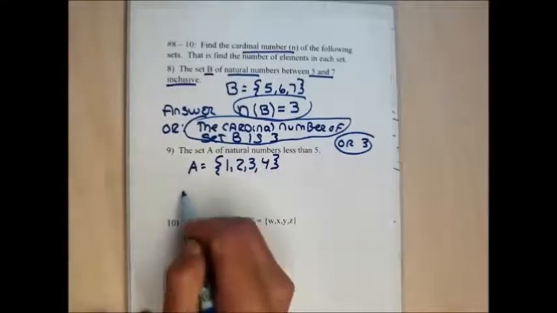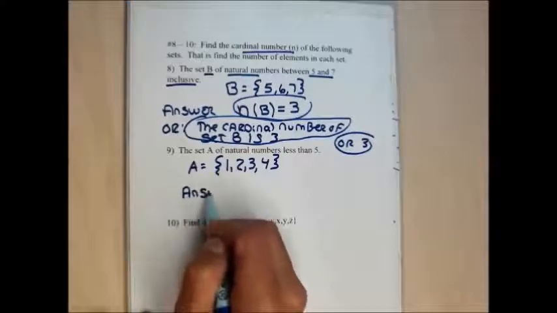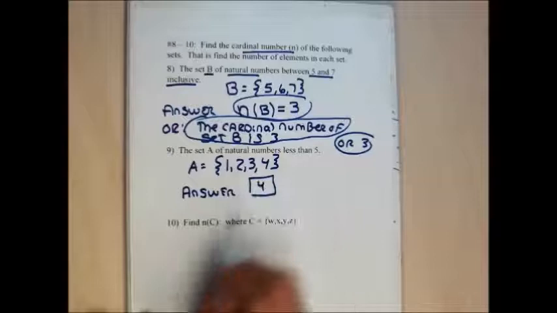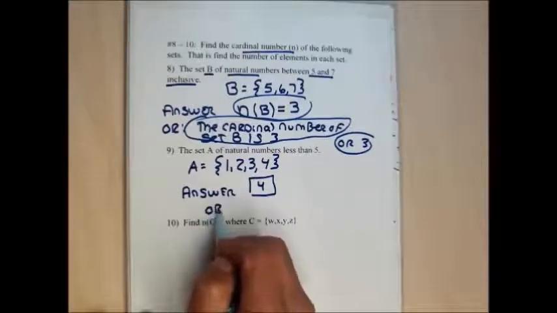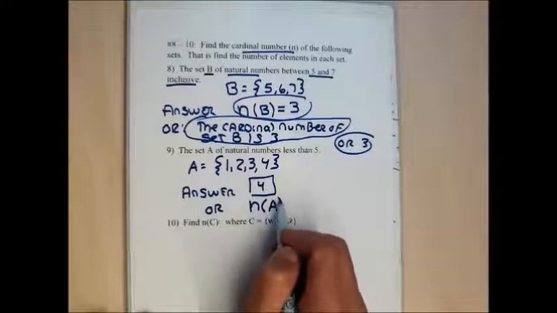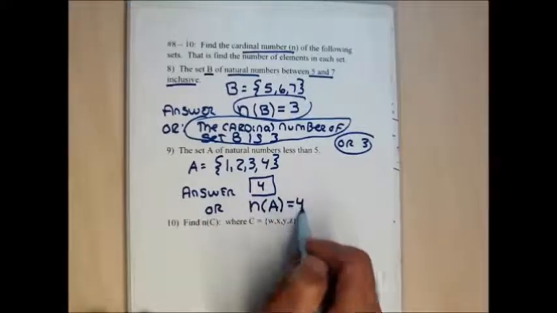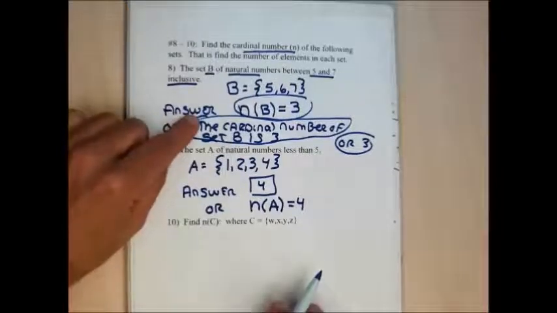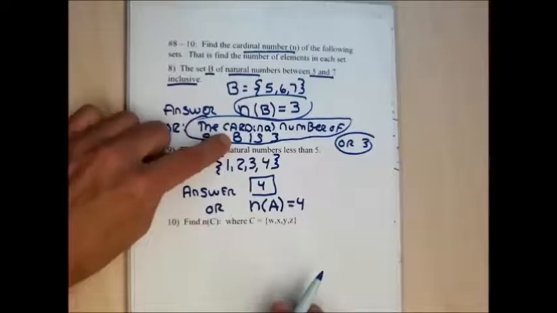For my answer, probably the laziest answer would be just to write the number 4. There's 4 elements in the set. If I want to do something a little bit nicer, I can do the lowercase n with an A in parentheses and say the number of elements in set A is 4. And if I cared to write a sentence, I could write a sentence like this. I could say the cardinal number of set A is 4.